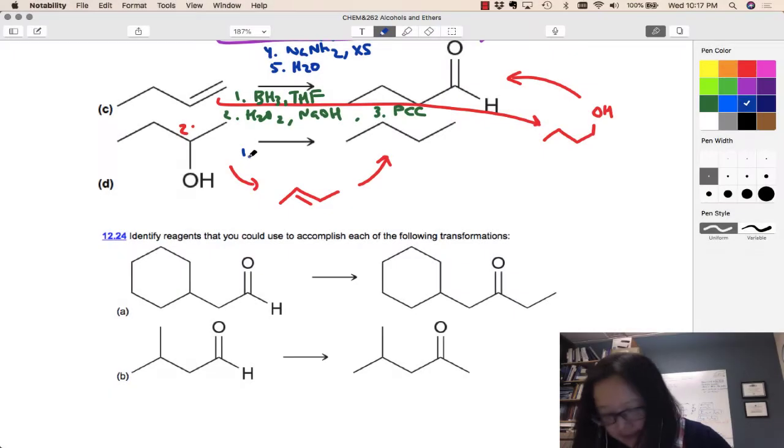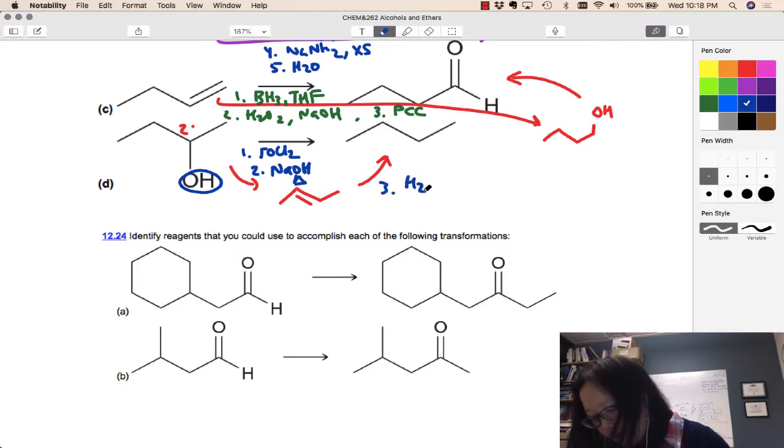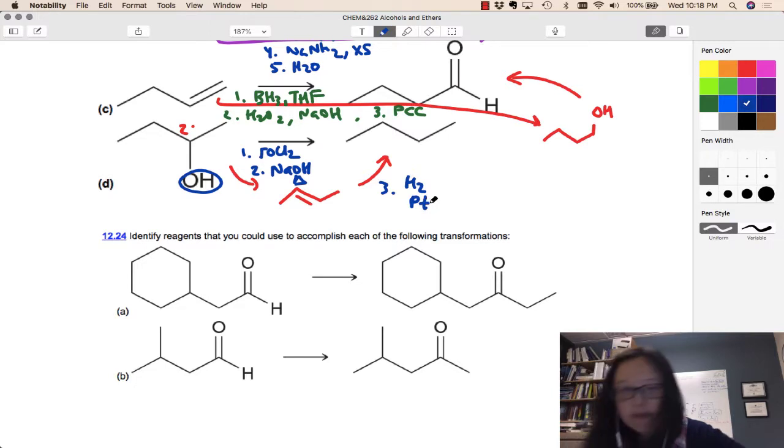The first one is, since this is secondary and not tertiary, I want to again use either tosylate, or I can use SOCl2 or PBr3. And then once it's a halogen here, then I can just eliminate it using NaOH. You could also use tert-butoxide. It doesn't matter where the double bond is, because you're just going to use H2 with platinum or palladium at the end.